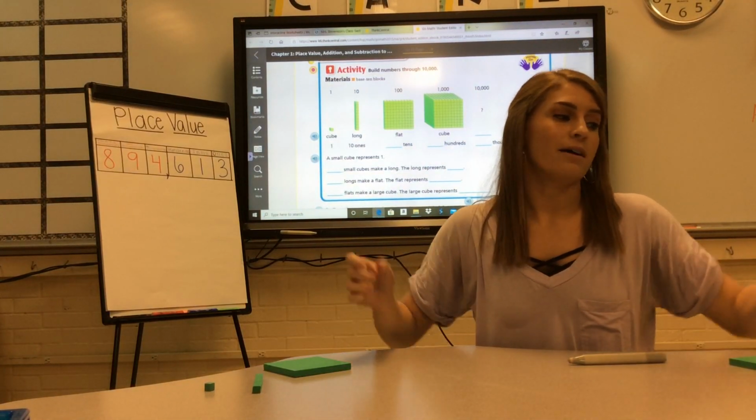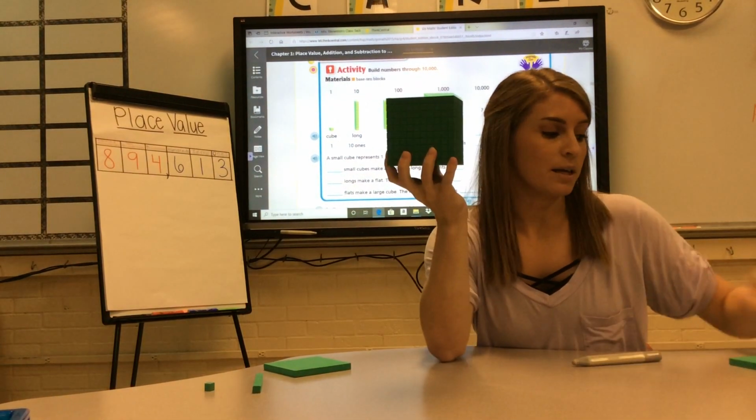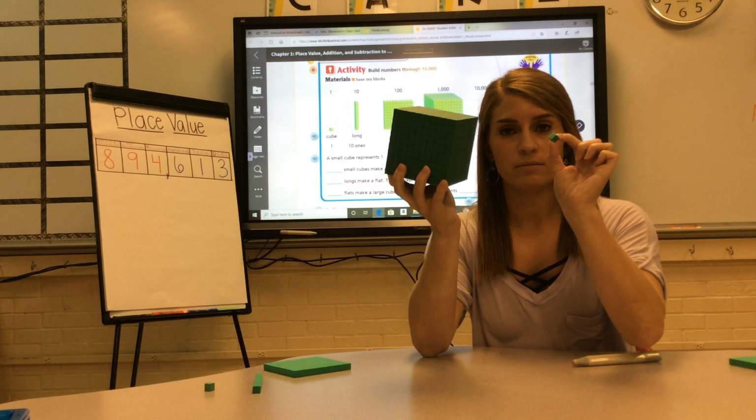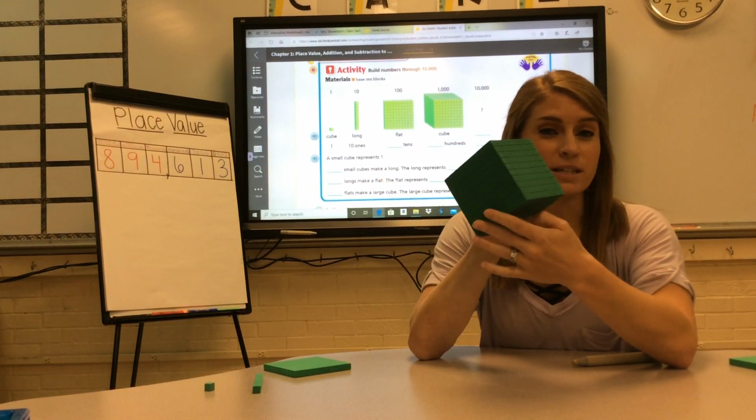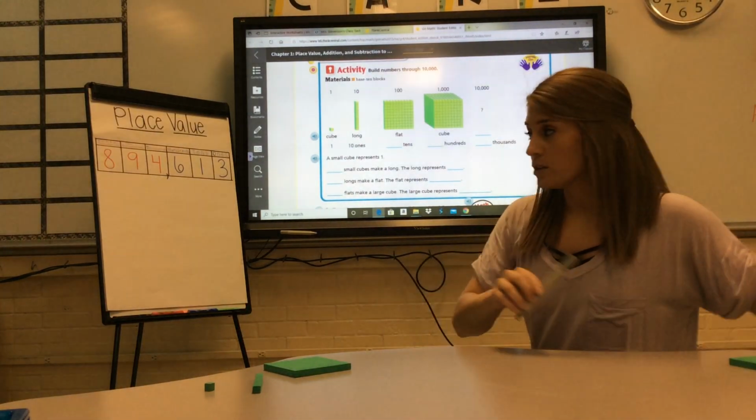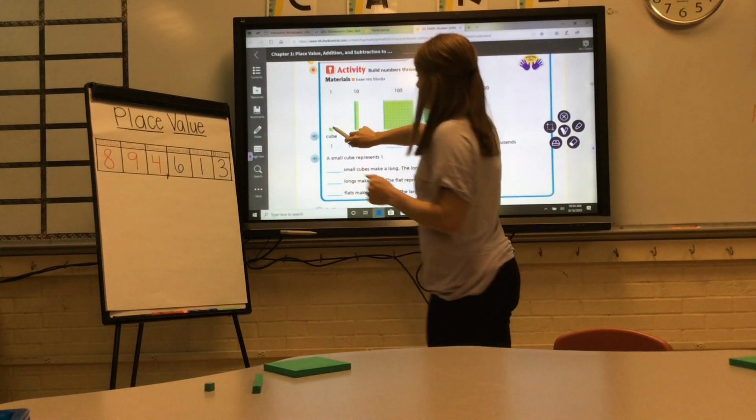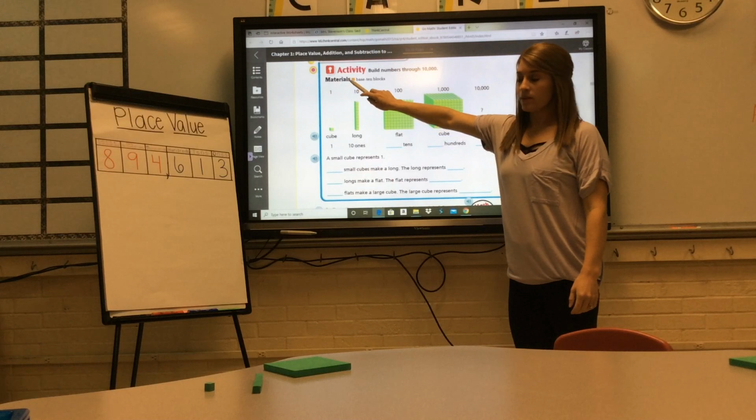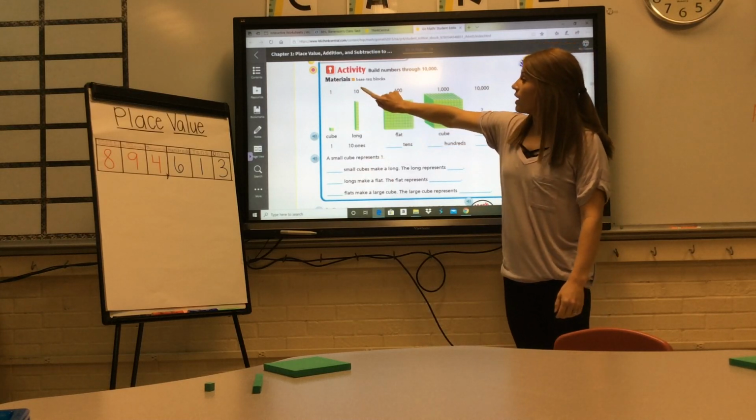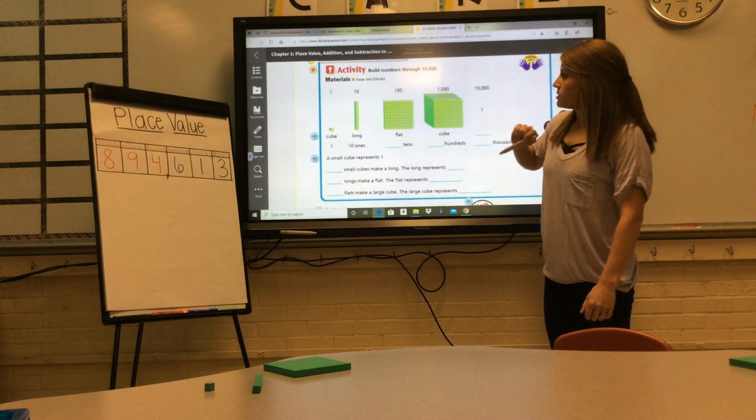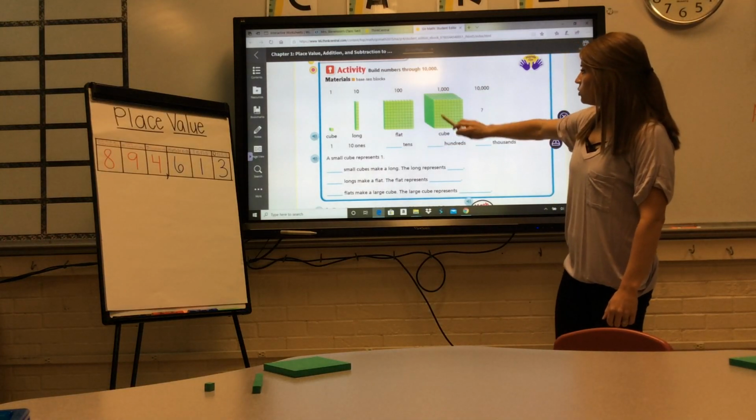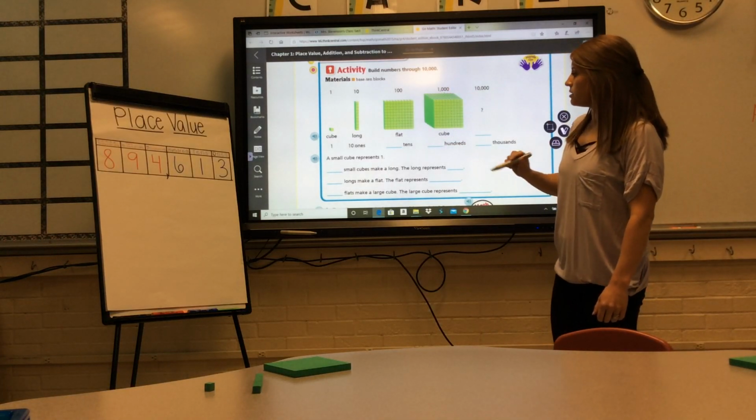And then what about this one? It's like a big version of our cube, right? This represents our thousands, okay? So we've got our cube that represents our ones, our long that represents our tens, our flat that represents our hundreds, and our cube that represents our thousands.